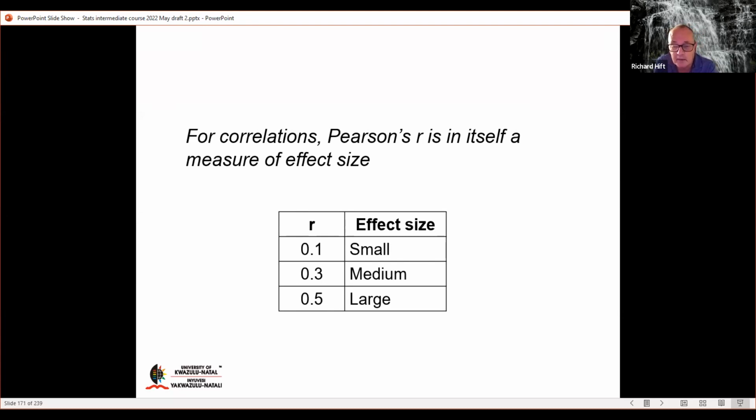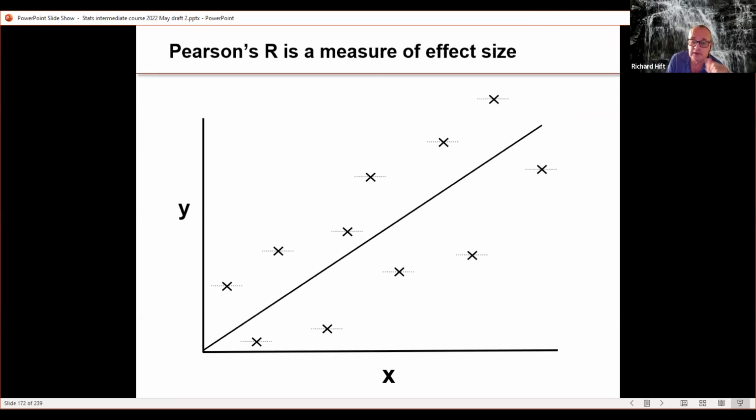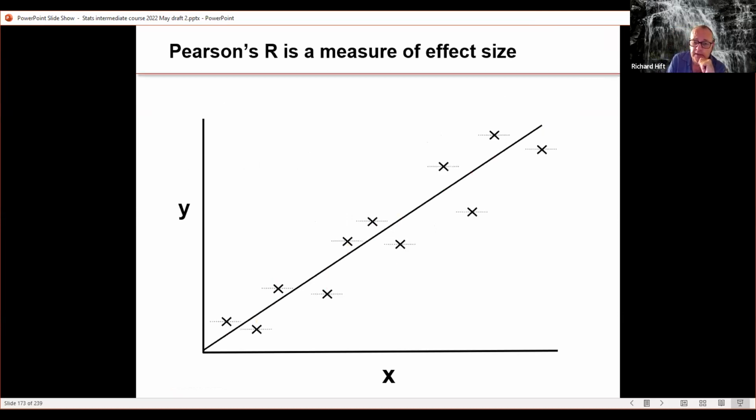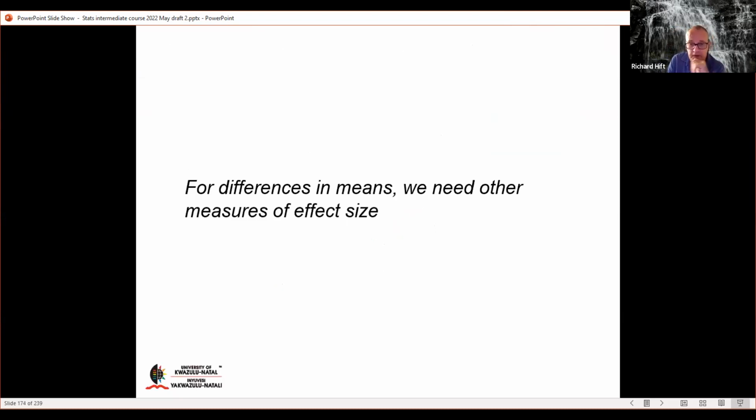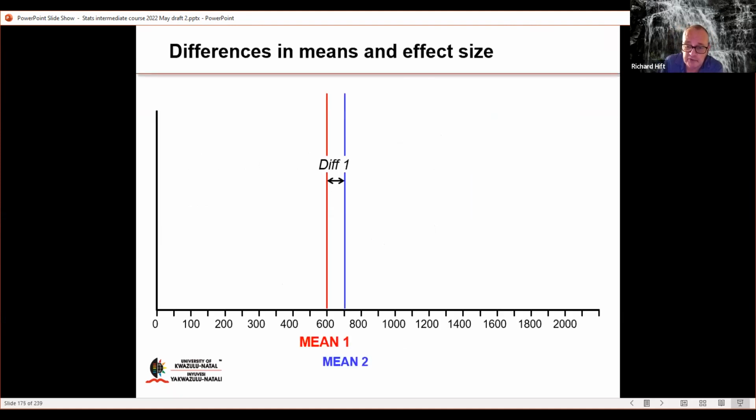The higher R is, the more we know that the X value is influencing the Y value. And for practical results, R equals 0.1 is a small effect size and 0.5 is a large effect size. I'm actually going to just skip through this one. Those who haven't been on the course will probably find this bit confusing. But for difference in means, we need other measures of effect size.